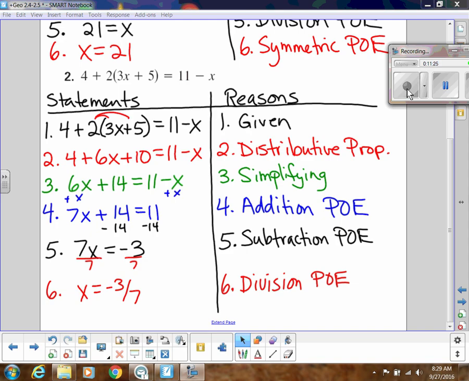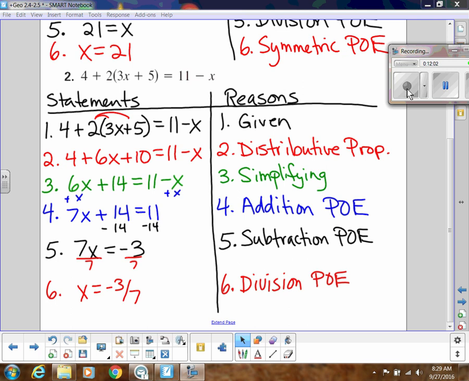Some people, though, I know you would rather just subtract 4 and then subtract 10. So that's okay to do as well. That just makes it a little bit longer. You can also do steps 4 and 5 in opposite order, but your last step really needs to be the division property because you have to get rid of that coefficient in front of the x. So there's a little bit of room for different steps in the middle, but the beginning and the end should really be the same. So if you have questions about that, then ask me about that in class.